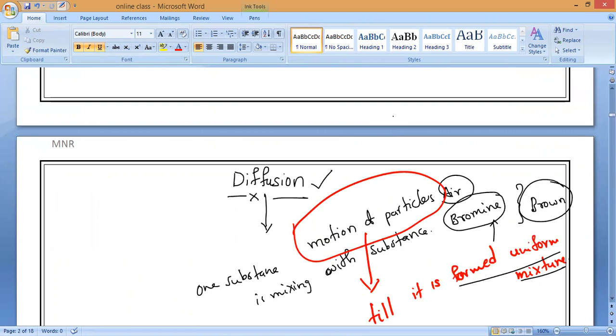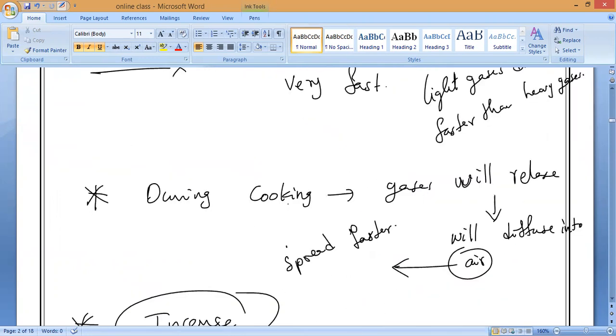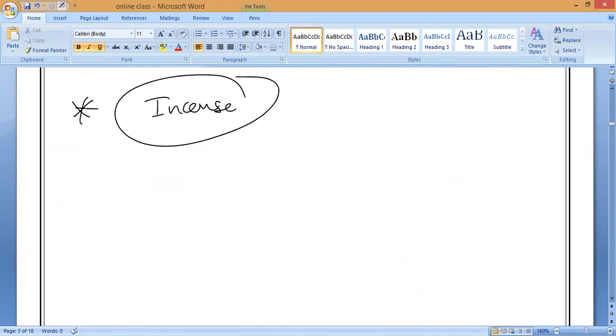Temperature. Is temperature a parameter of diffusion or not? Everybody, yes, sir. That is the main important parameter. This is what in-depth knowledge you have to have. Can you understand now? What is the importance of it?